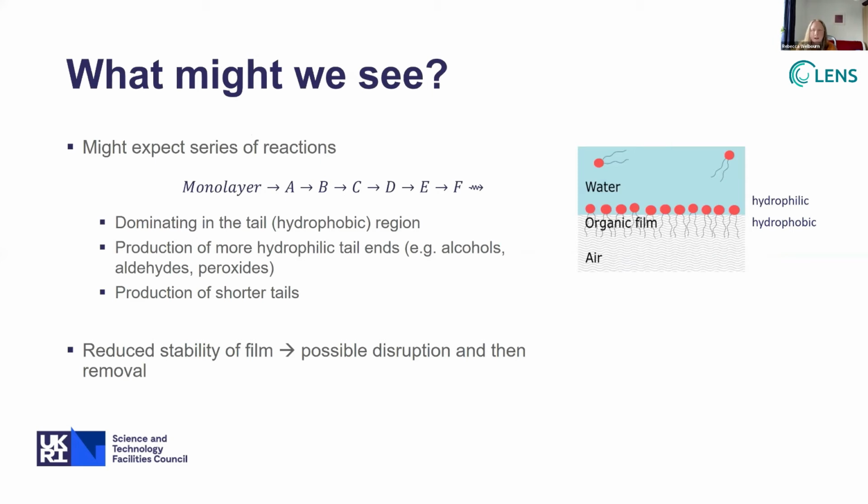So what might we expect to see? Well, we're expecting that the reaction is going to be dominated in the tail region, so the hydrophobic region of our layer. Now, this may be a series of steps kind of eating away at those chains, or it could just be a single interaction. These reactions we're expecting to shorten the chains and make them more hydrophilic in nature. So this will reduce the stability of the film, and we're expecting it to remove it from the surface.